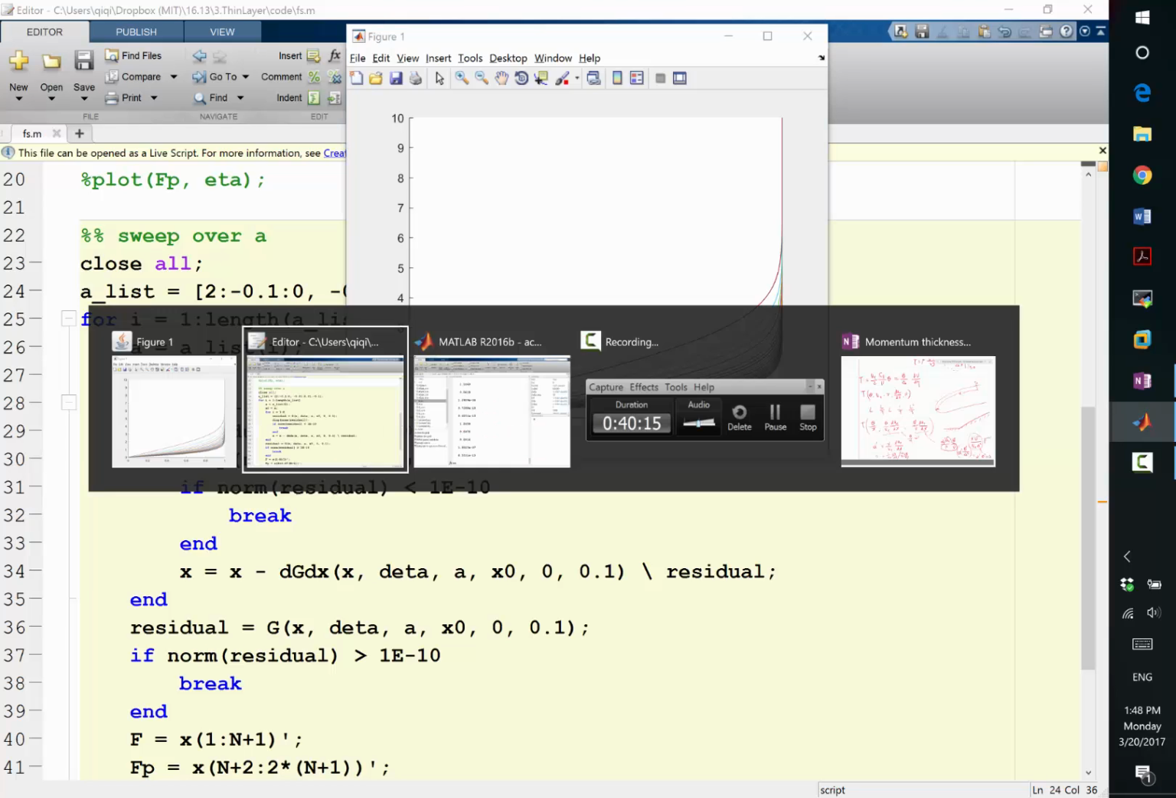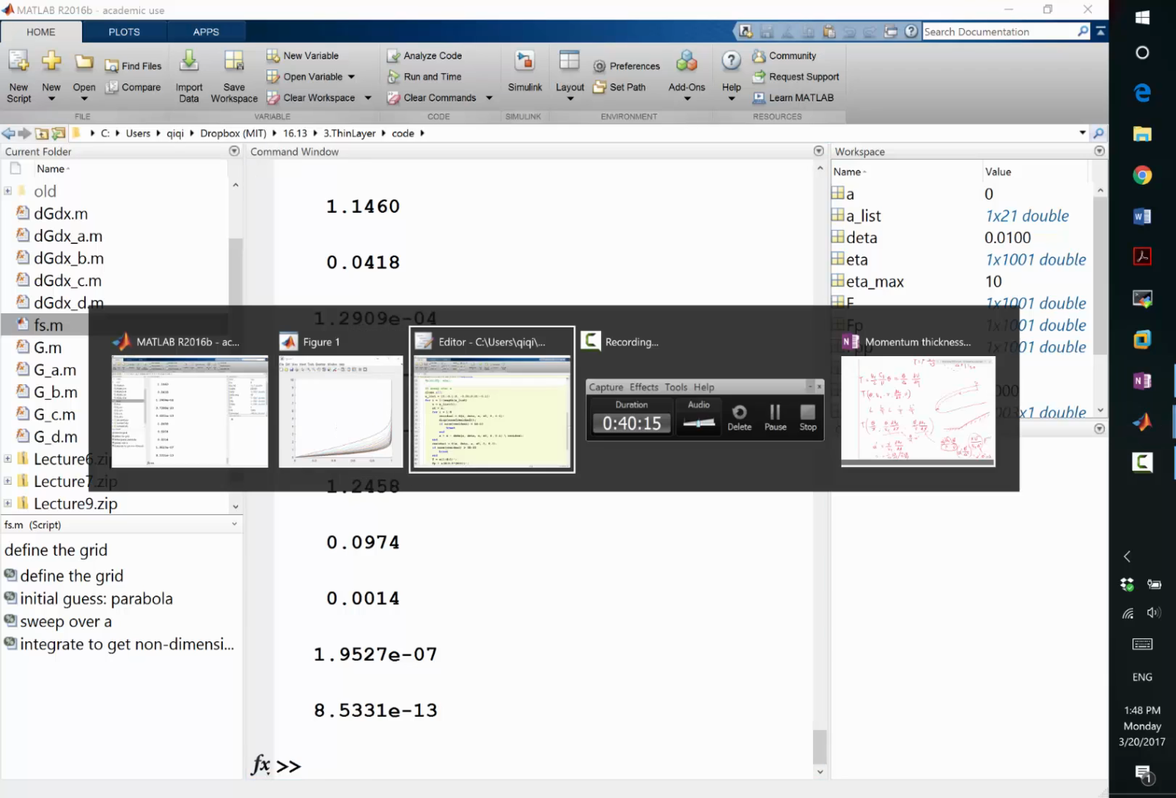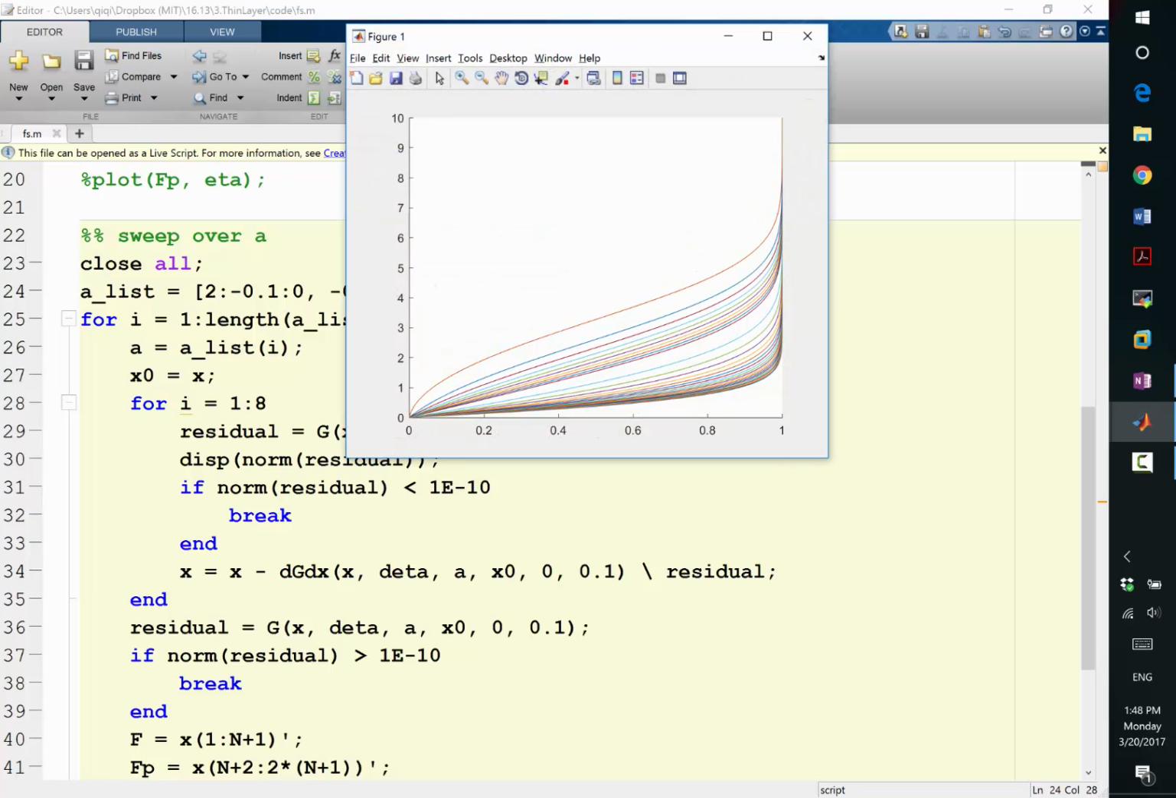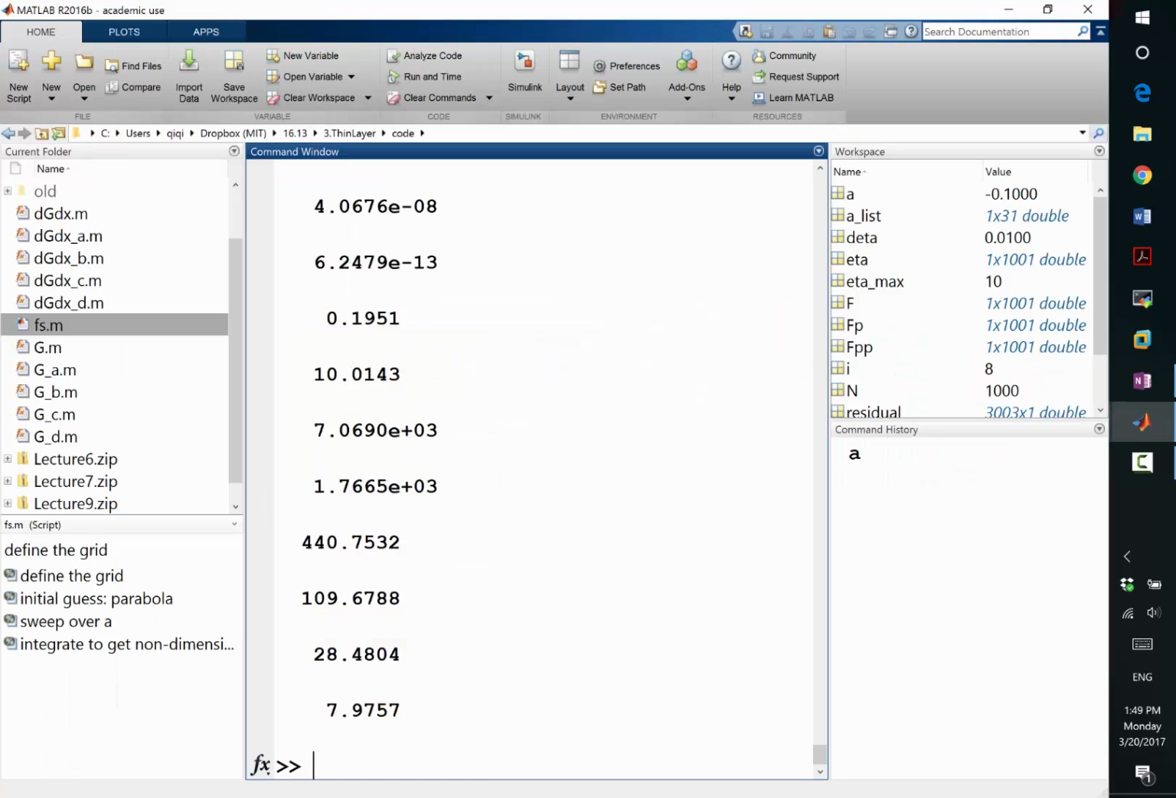Did I? What did I get? No. So this is minus. Sorry. Let me do that again. Okay. So now, I think this one is probably the Blasius profile. Now I get a bunch more boundary layer profiles getting closer to separation.